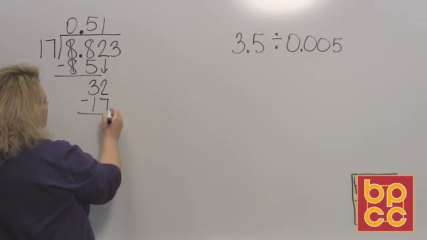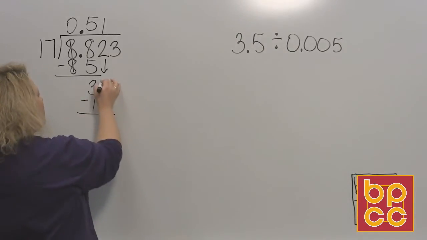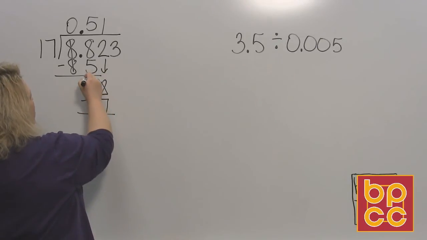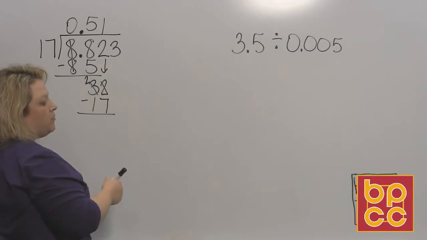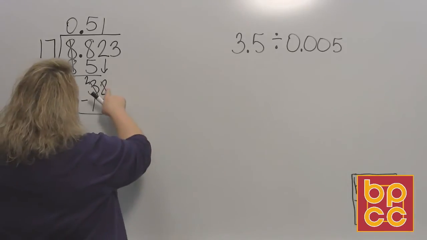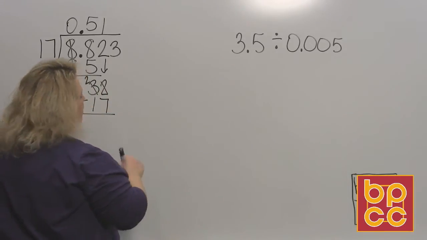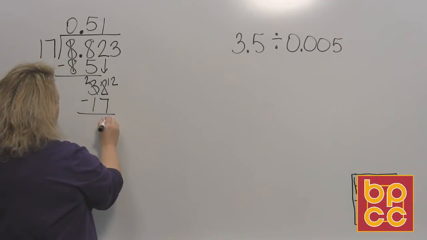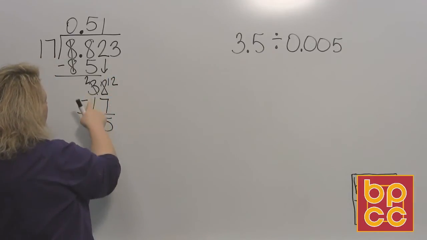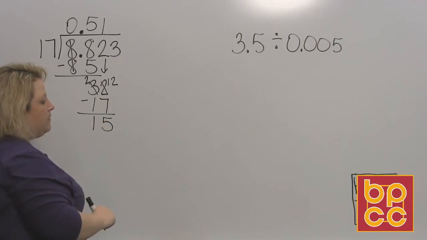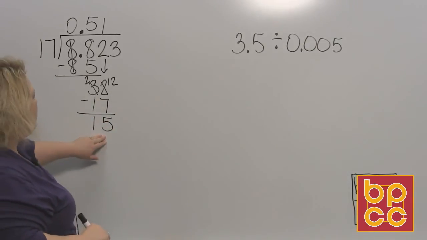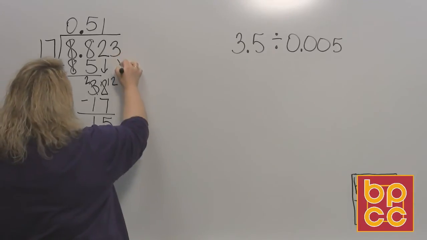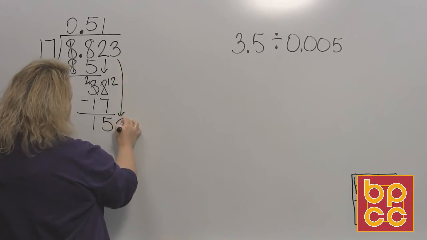We subtract. And this time, in order to subtract, we have to borrow or regroup. And we're going to change that 3 down to a 2 because we're using some of it. And we're going to give it to this 2 to make it a 12. So now we have 12 take away 7, which leaves 5. And we have 2 take away 1, which leaves 1. So I have 15 left over. 15 is smaller than 17, so I'm still okay. And then I bring down my last digit, which is a 3.